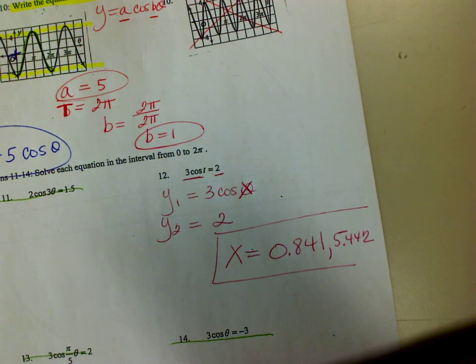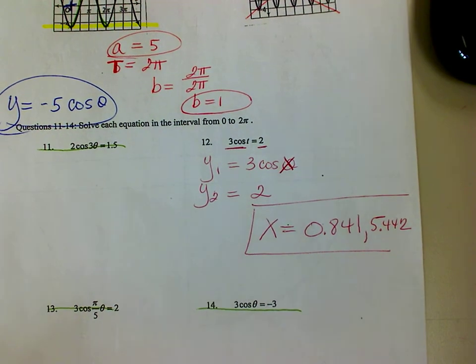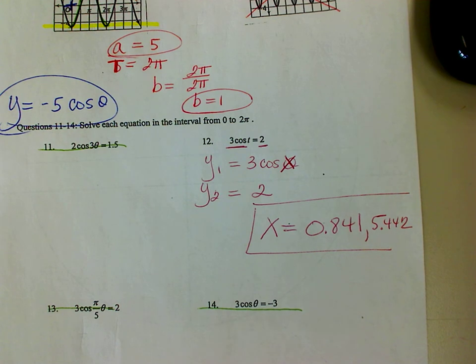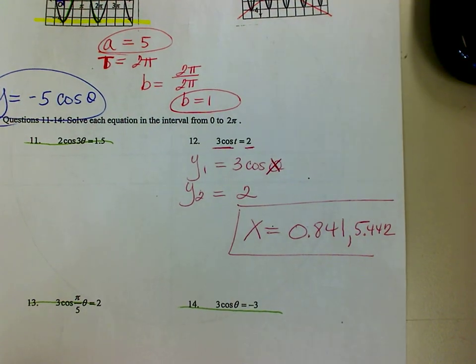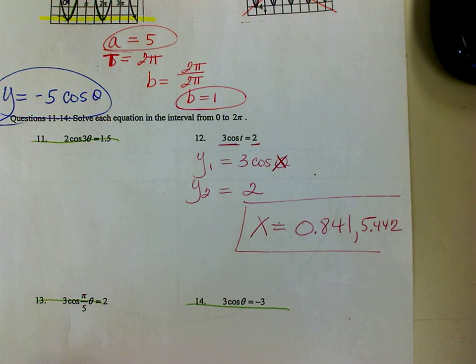So that's really all you have to do in this last section: put them in your calculator, make sure you're in the correct mode, radian mode, fix your window, and then find the intersection. So that was all over cosine. Tomorrow we're going to do tangent.